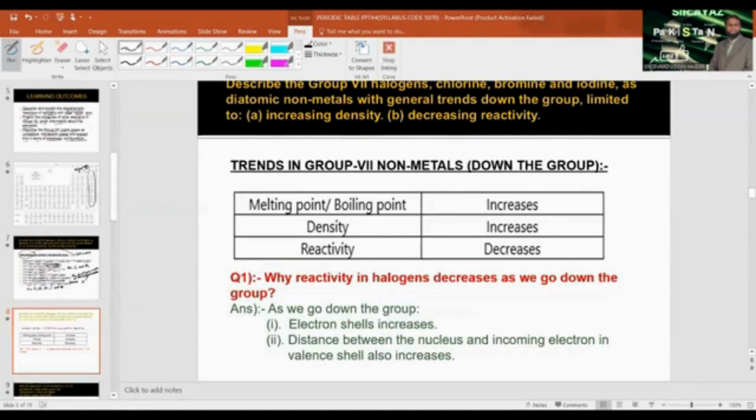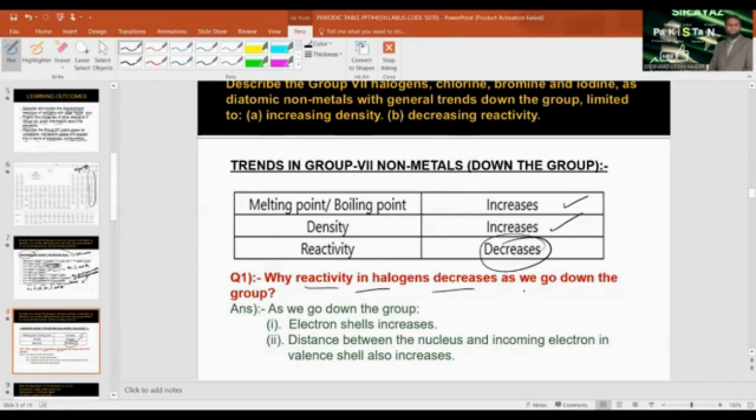The trends. Let's talk about the trends in group 7 non-metals down the group. Now, melting point and boiling point increase down the group, which means that the state will change. Density also increases down the group. Reactivity decreases down the group.